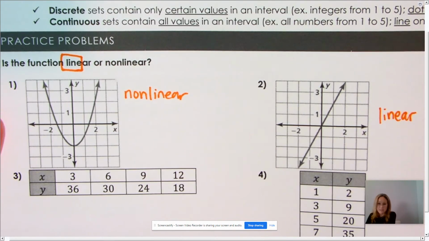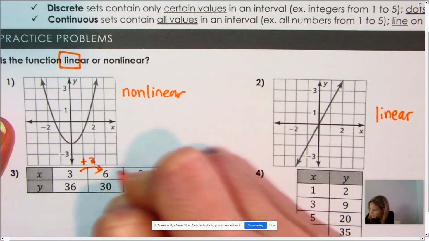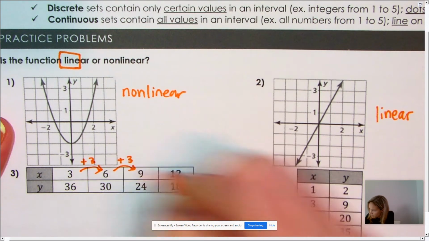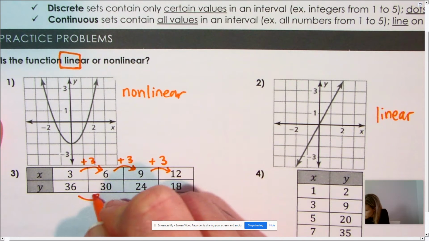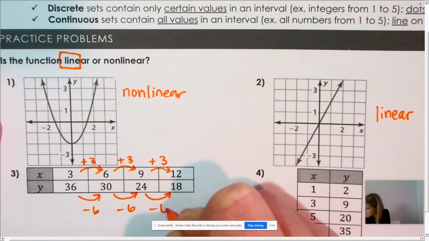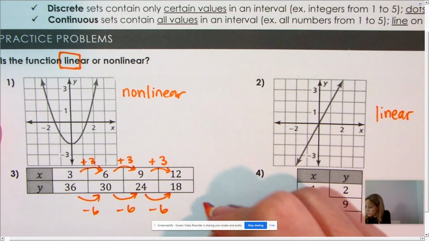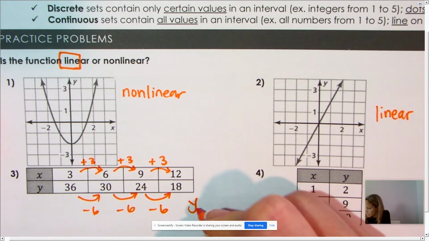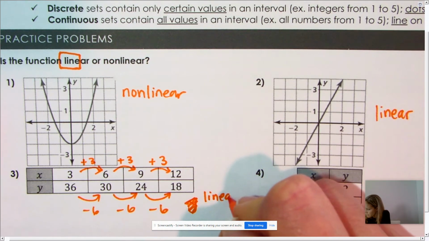Okay. Question number 3. Well, for this one, we need to see, does it have a constant rate of change? Well, x goes up by 3, up by 3, up by 3. So that looks good so far. This one goes down by 6, down by 6, down by 6. So yes, this one would be linear because it has a constant rate of change. So you would say, it says, is it linear or nonlinear? So we would write linear.